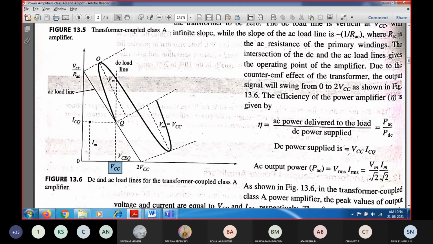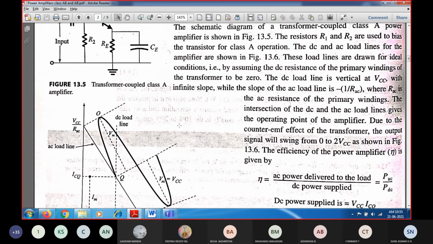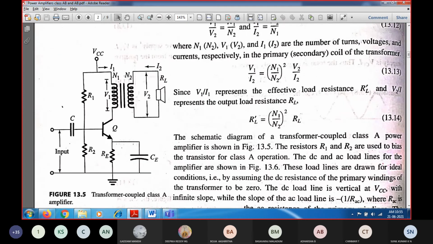So it is going to have the operating point at Q, with ICQ as the current that will be flowing. Whereas for the DC load line, instead of minus 1 over RC, because R will be infinite, the line is vertical. So we get the output voltage equal to VCC for a given operating point Q. So this is for the DC load line.